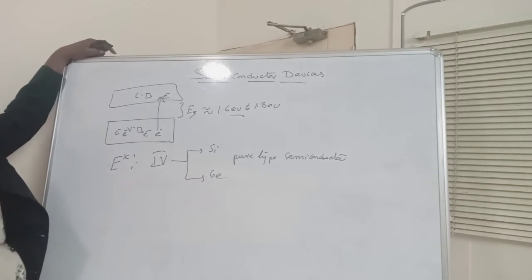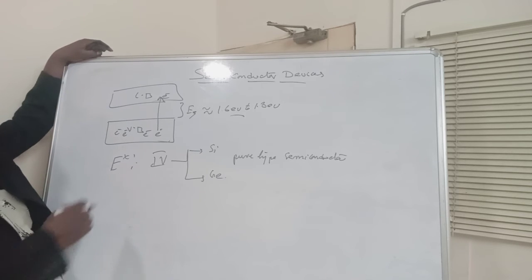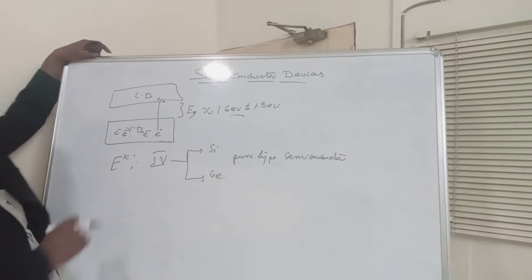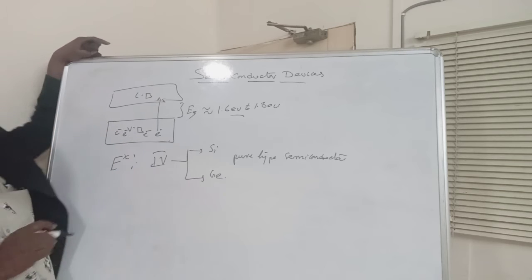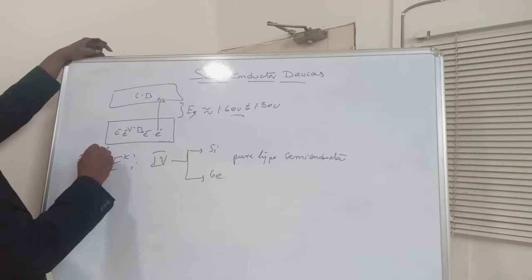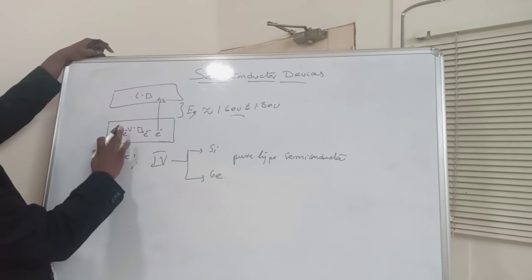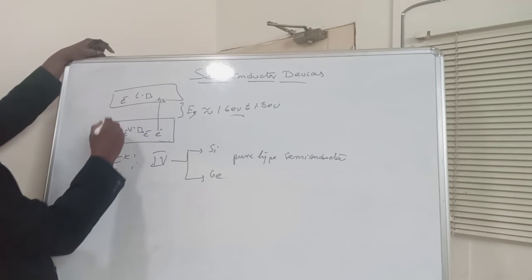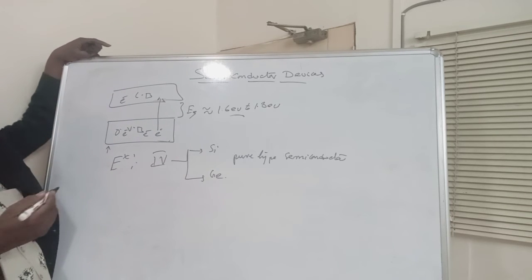In pure type semiconductors, meaning silicon and germanium, we have only 4 valency electrons. Total 4 valency electrons are there. If you give some energy, these 4 electrons will jump from the valency band to the conduction band, and it will act as a conductor.